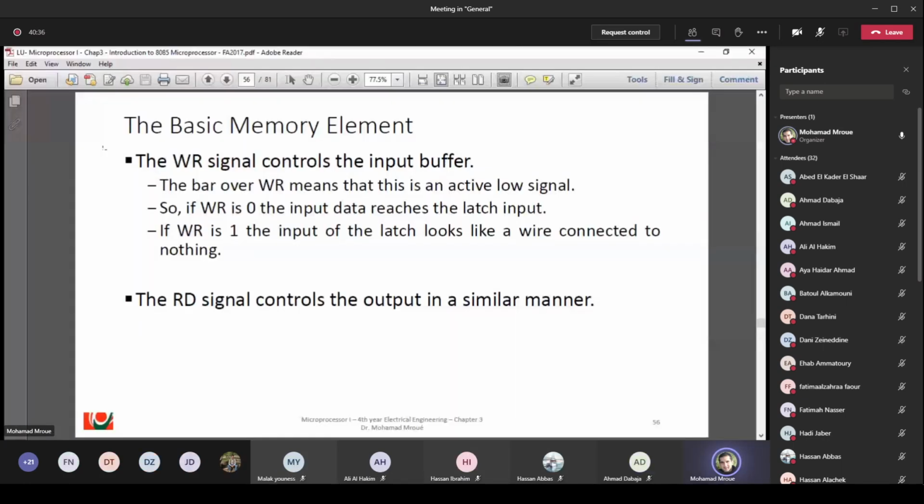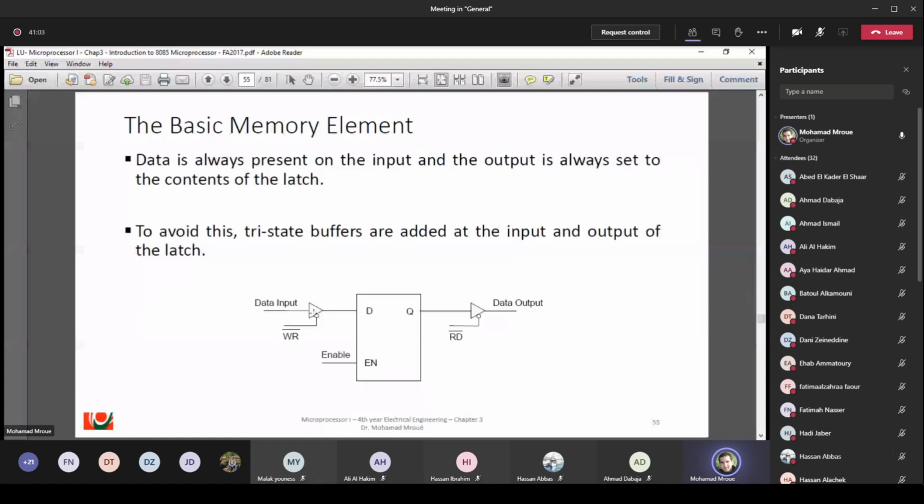So the write signal controls the input buffer. The bar over WR means that this is an active low signal. So if WR is 0, the input data reaches the latch input. If WR is 1, the input of the latch looks like a wire connected to nothing, meaning an open circuit. The read signal controls the output in a similar manner.